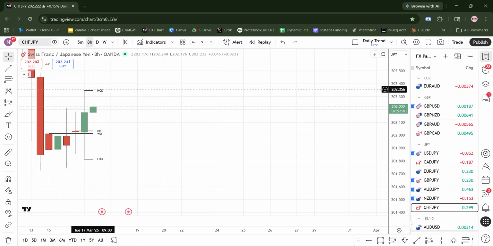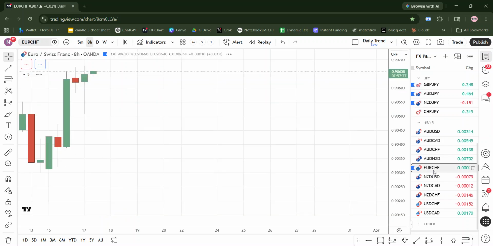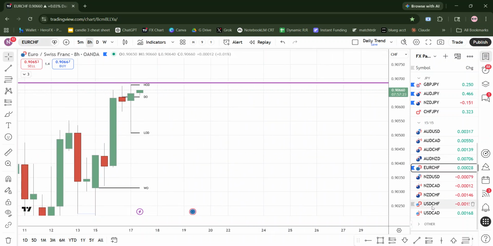I don't like to see when candle 2 creates the high and low of the day, because then it's kind of like a 50-50. Okay, which way do I want to go? So there are just better setups. These are mainly my backups. The only one I'm going to take a look at is Euro Swiss, and I'm not interested in that.